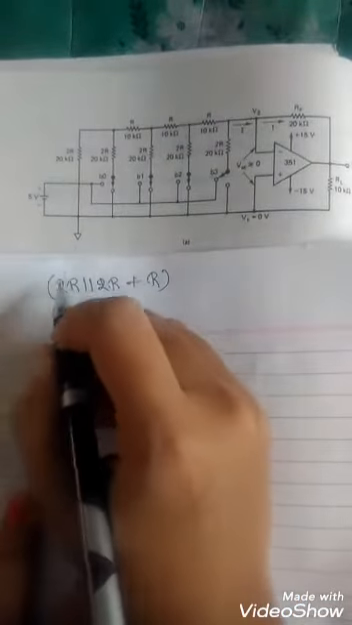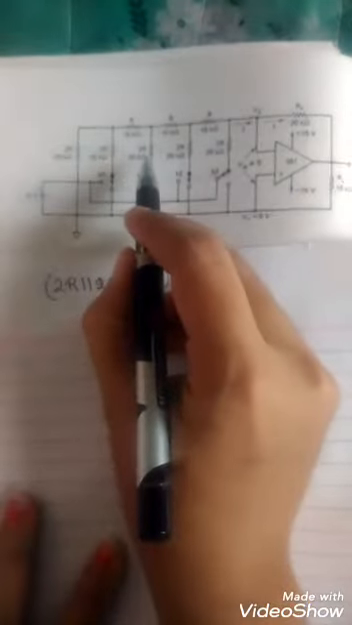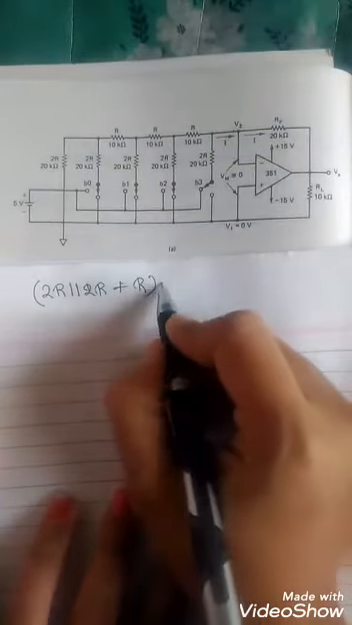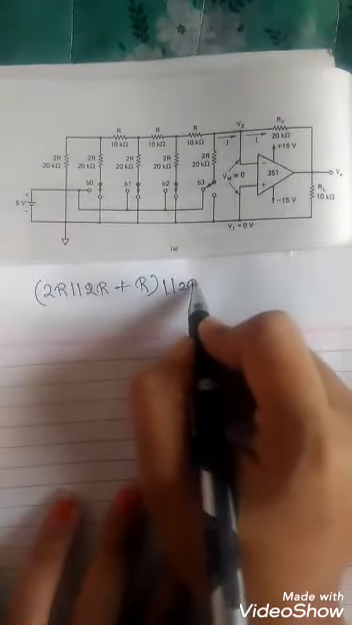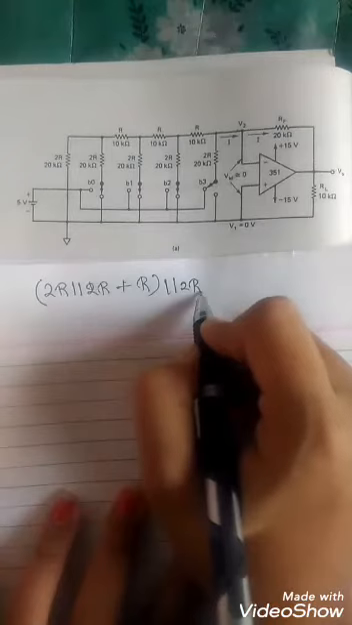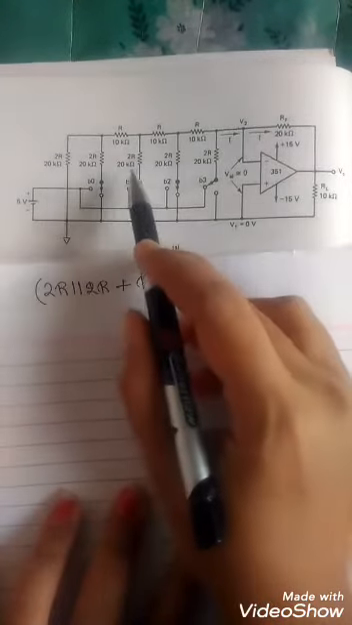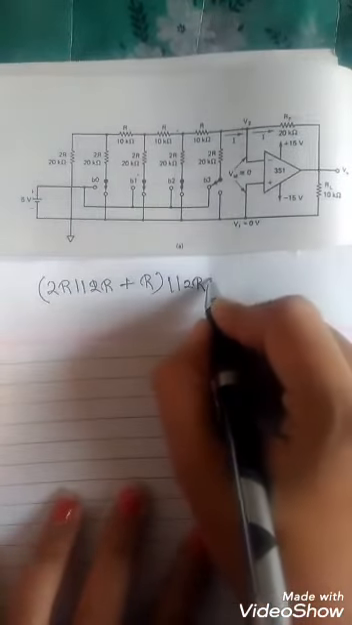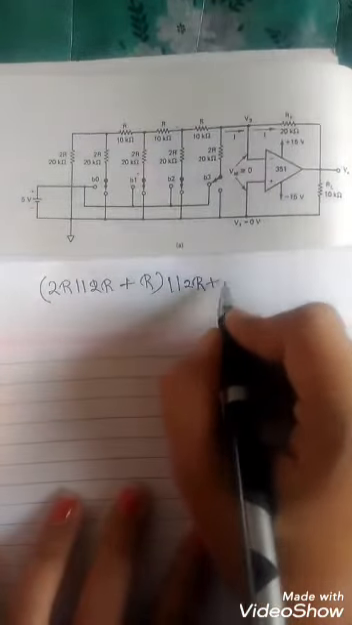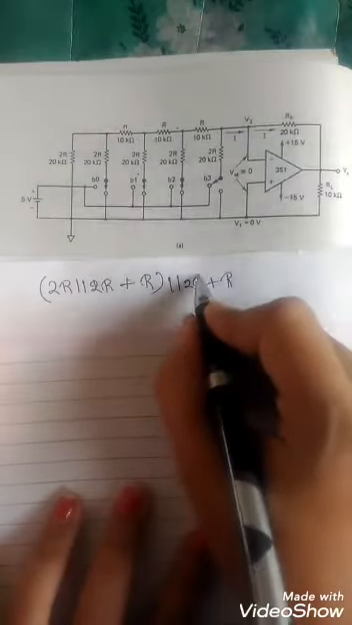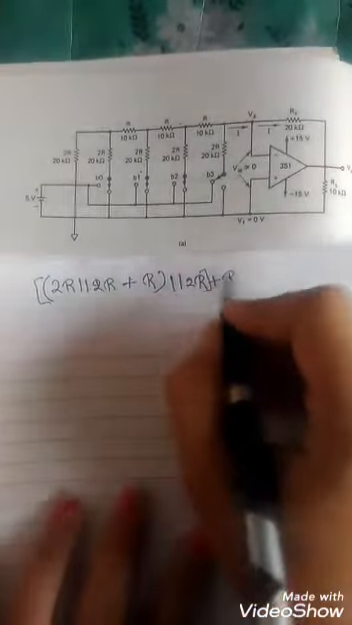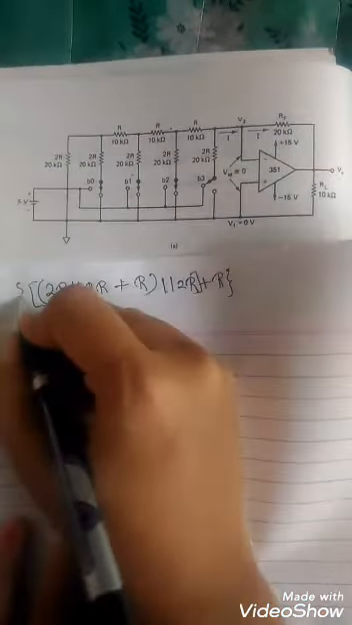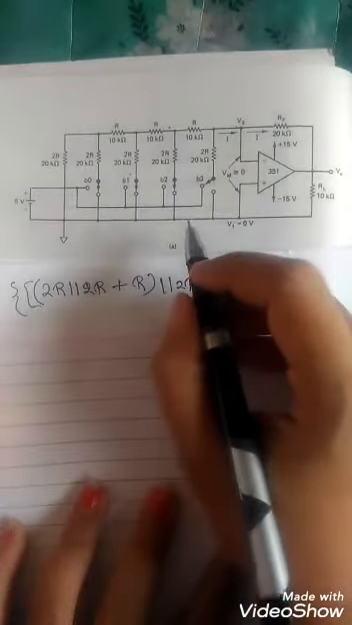Then this whole part is again parallel to 2R. Write it as parallel with 2R. Then this 2R is again in series with this R, so add R. Here one part completes, and one more part completes. Up to this one we have solved.